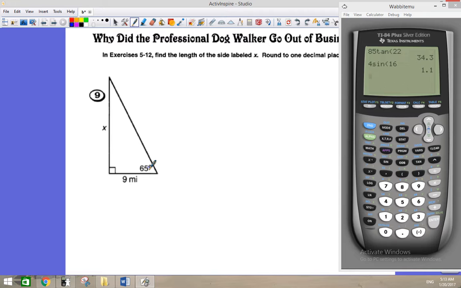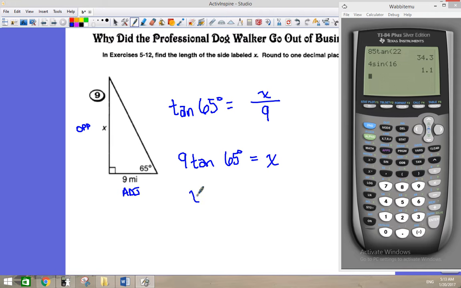With respect to the 65 degrees, this is the opposite leg and the adjacent leg, and the trig function that uses opposite and adjacent is tangent. The tangent of 65 degrees is equal to the opposite leg divided by the adjacent leg. Multiply both sides of the equation by 9. And I have solved for x. Plug that into my calculator. And I have 19.3 units of length, and it is in miles.